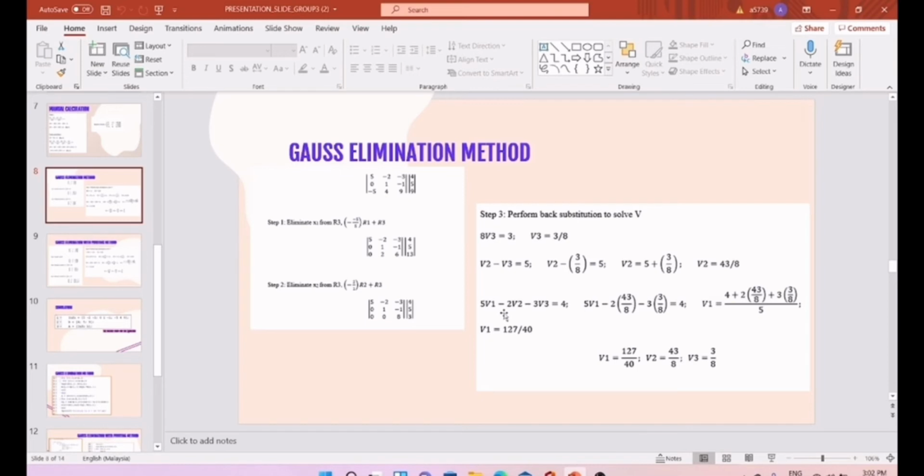5V1 minus 2V2 minus 3V3 equal to 4. 5V1 minus 2 times 43 over 8, minus 3 times 3 over 8, equal to 4. V1 equal to 4 plus 2 times 43 over 8 plus 3 times 3 over 8, all over 5. So we get V1 equal to 127 over 40, V2 equal to 43 over 8, V3 equal to 3 over 8.